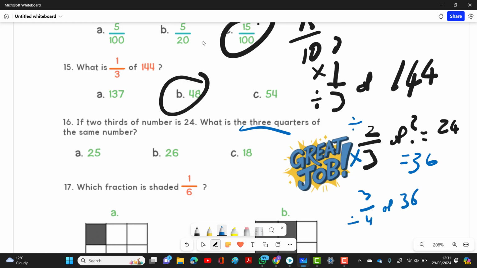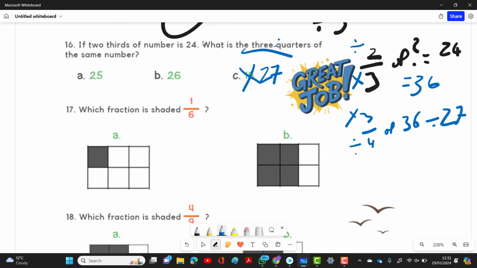Now this you do divide by the bottom and times by the top. So 36 divided by 4 is 9. 9 times 3 is 27. So the answer is 27. It's got 18 in the book, which is probably wrong. This should be 27. Okay.